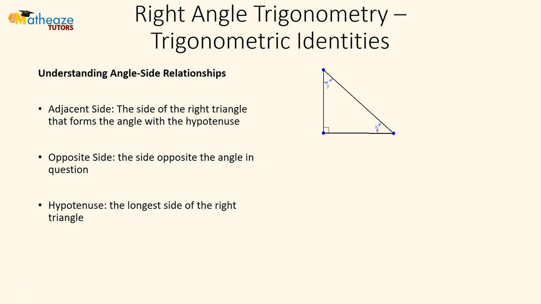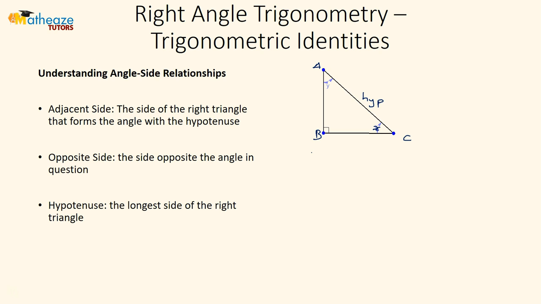So for example, if I'm using this angle, let's call it angle x, the hypotenuse never changes. It's the longest side here, so I'm going to call this hypotenuse right here. But then the adjacent side is the side that forms the angle with the hypotenuse. So if I label this triangle A, B, C, with respect to angle x, the adjacent side is BC.